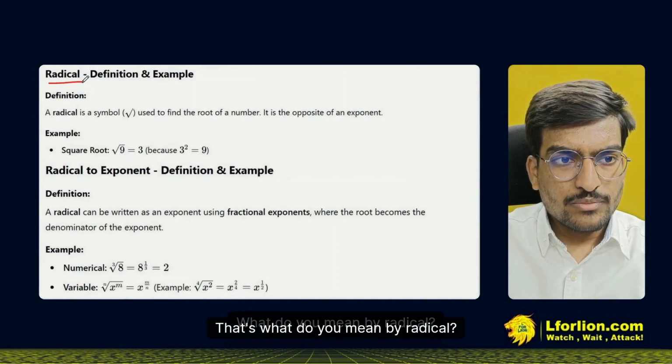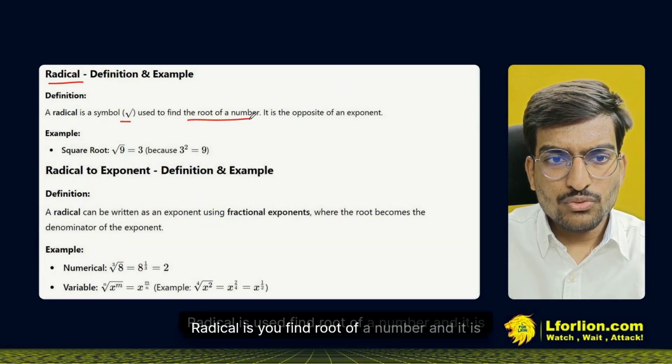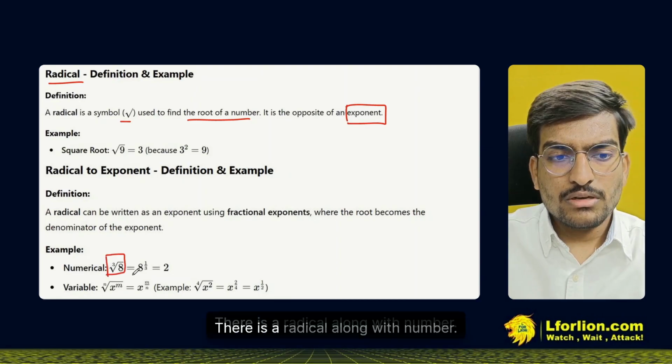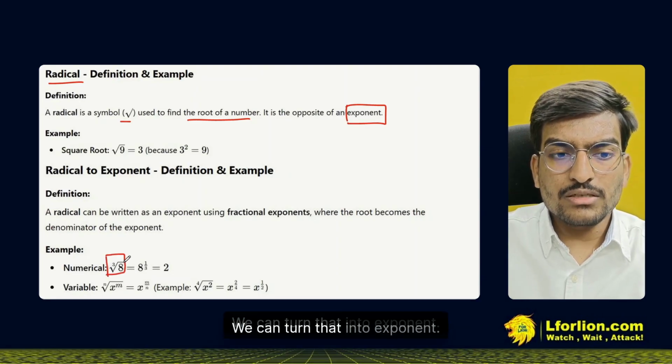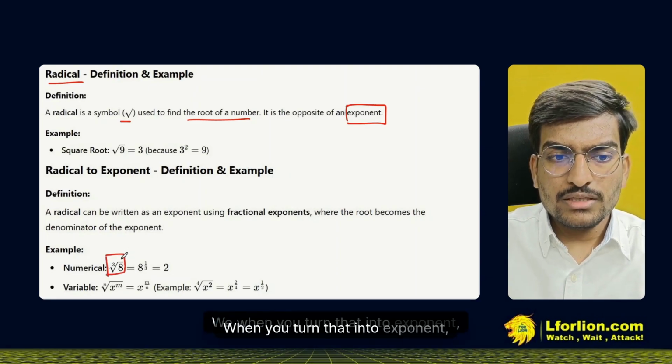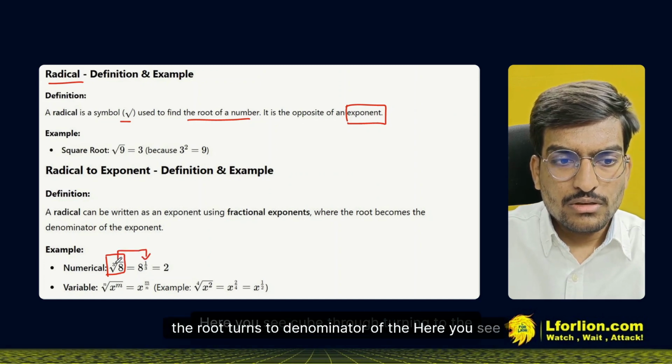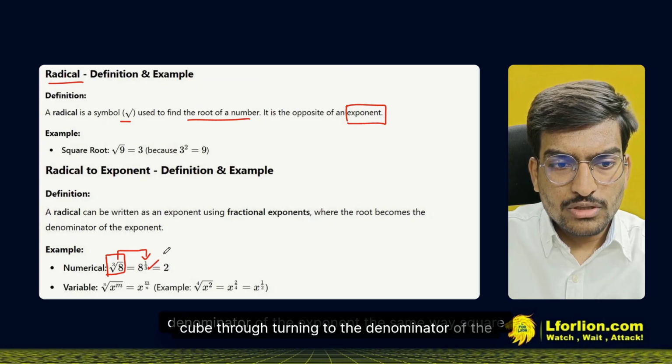What do you mean by radical? A radical is used to find the root of a number and it is the opposite of an exponent. Like you see here, there is a radical along with a number. We can turn that into an exponent. When you turn that into an exponent, the root turns into the denominator of the exponent. Here you see the cube root turning into the denominator of the exponent.